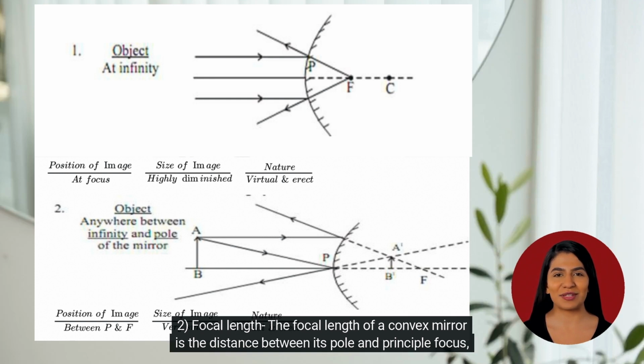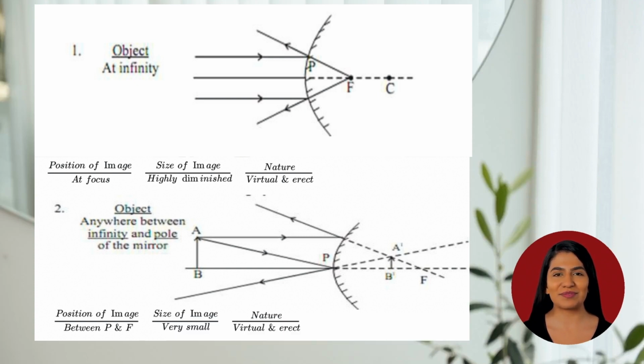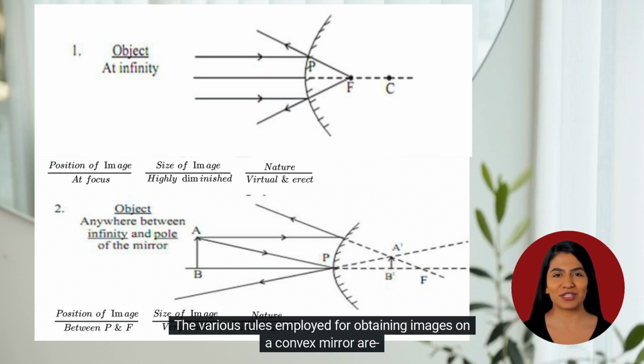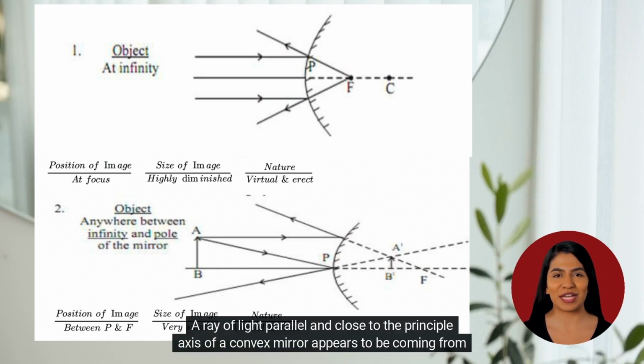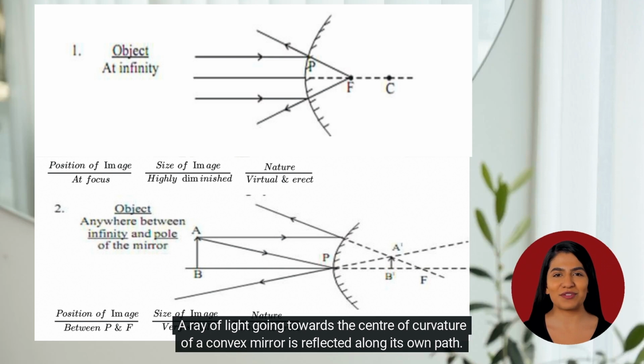2. Focal length. The focal length of a convex mirror is the distance between its pole and principal focus. It is represented by the letter F and is always taken as positive. Rules for obtaining images on a convex mirror. The various rules employed for obtaining images on a convex mirror are: a ray of light parallel and close to the principal axis of a convex mirror appears to be coming from its focus after reflection from the mirror. A ray of light going towards the center of curvature of a convex mirror is reflected along its own path.